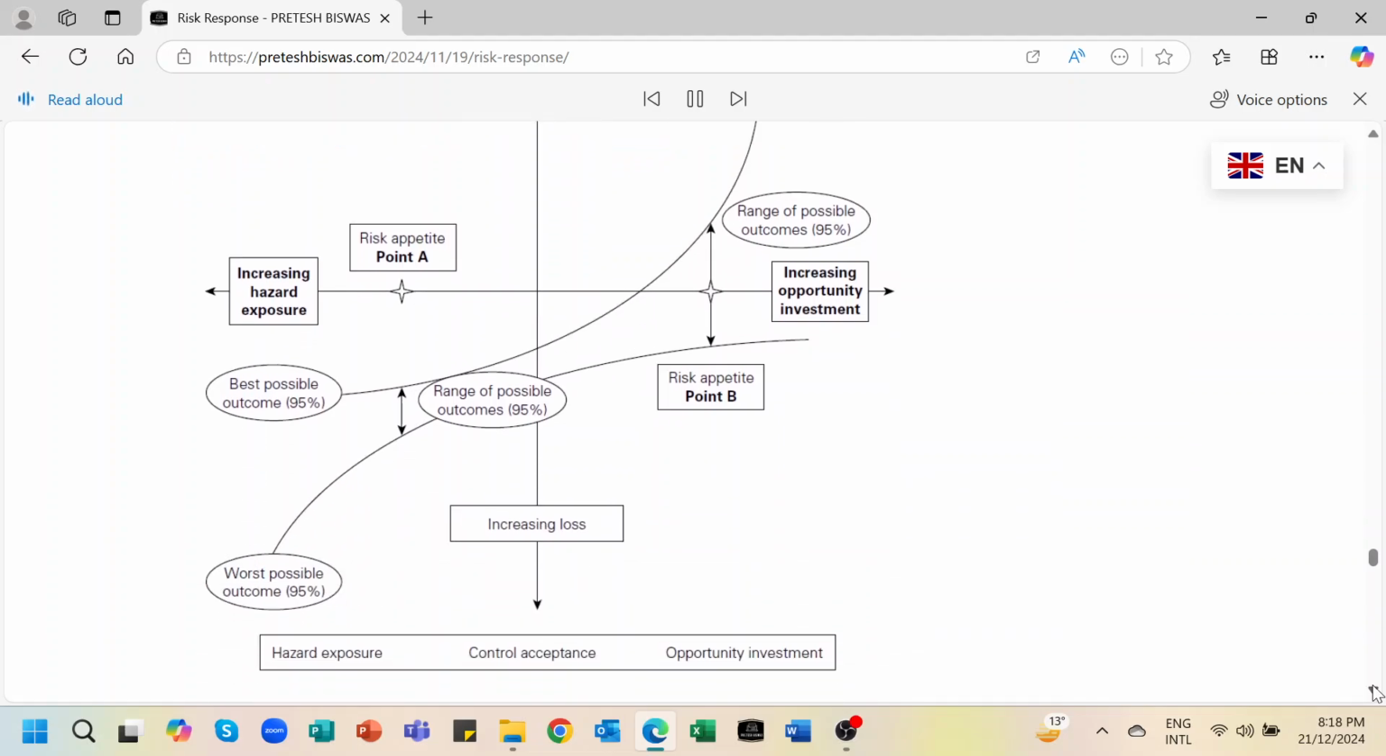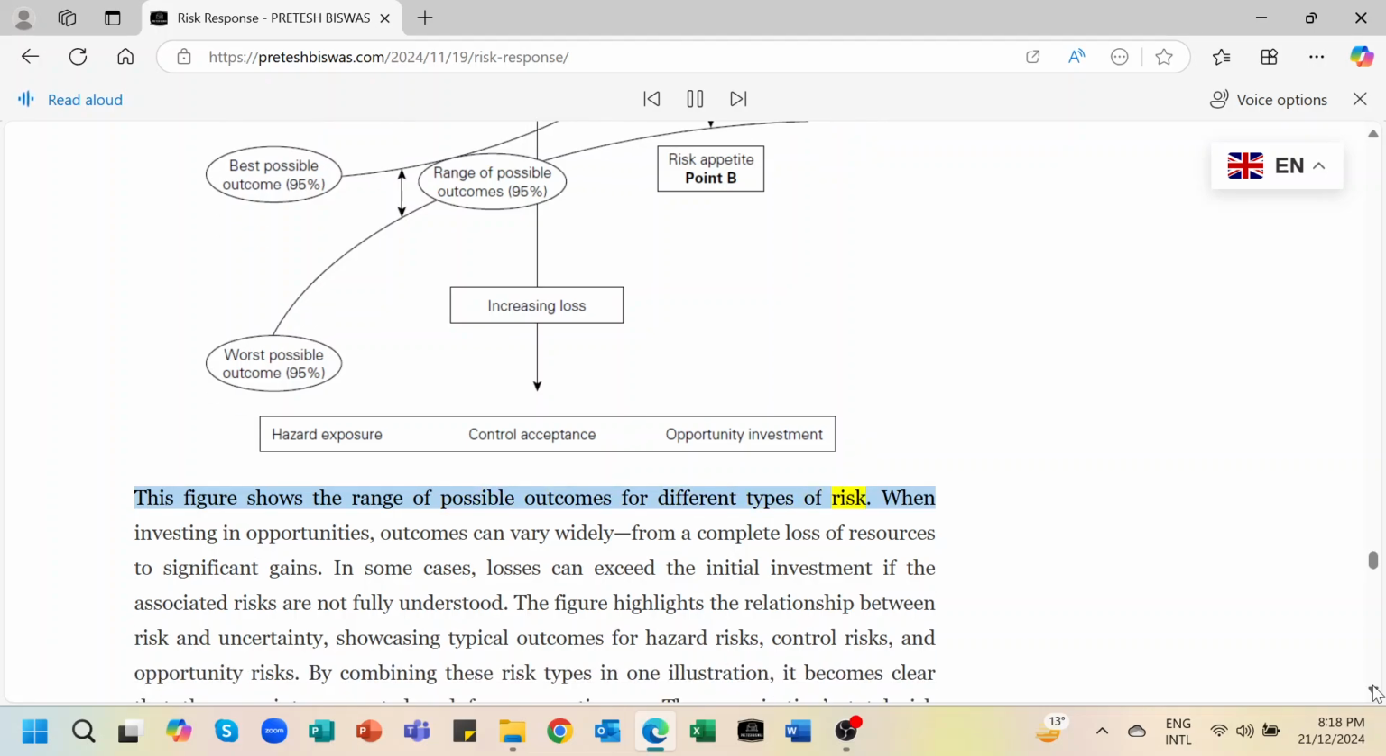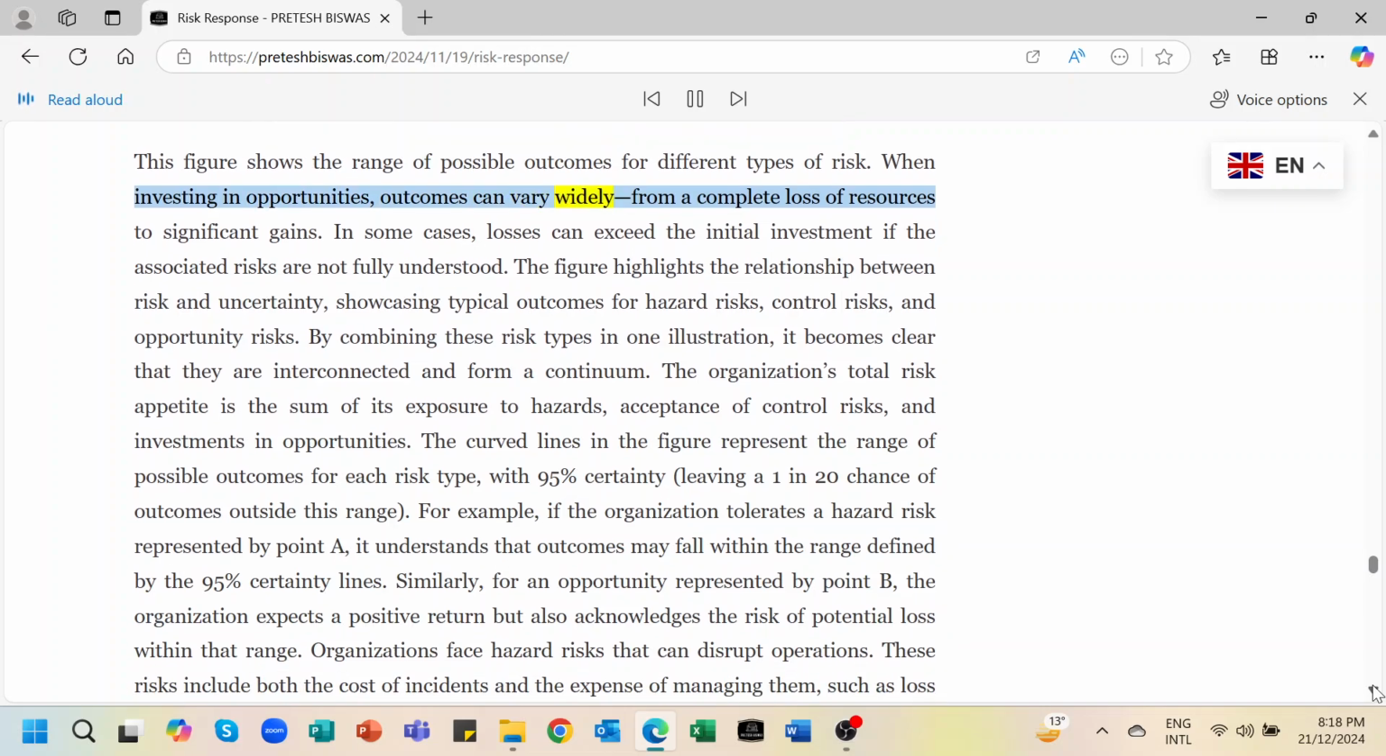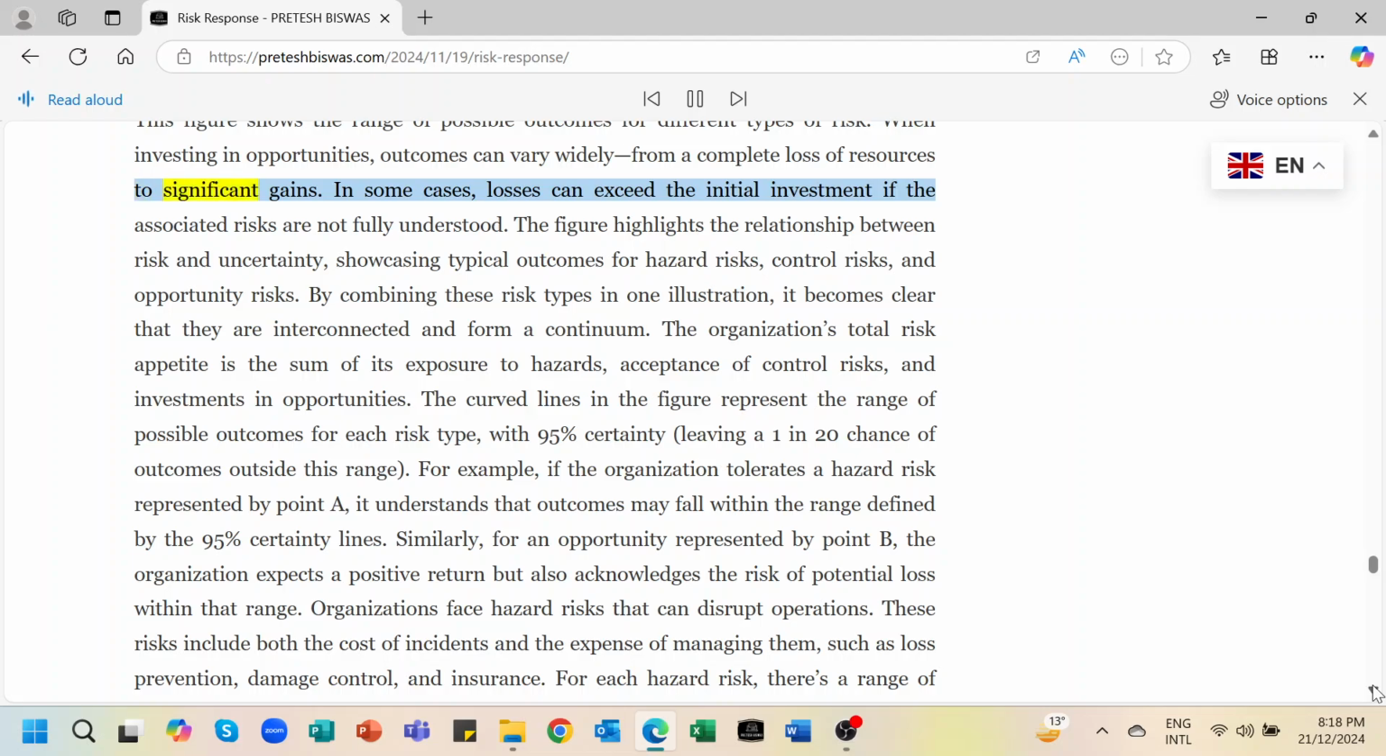This figure shows the range of possible outcomes for different types of risk. When investing in opportunities, outcomes can vary widely, from a complete loss of resources to significant gains. In some cases, losses can exceed the initial investment if the associated risks are not fully understood. The figure highlights the relationship between risk and uncertainty, showcasing typical outcomes for hazard risks, control risks, and opportunity risks. By combining these risk types in one illustration, it becomes clear that they are interconnected and form a continuum.